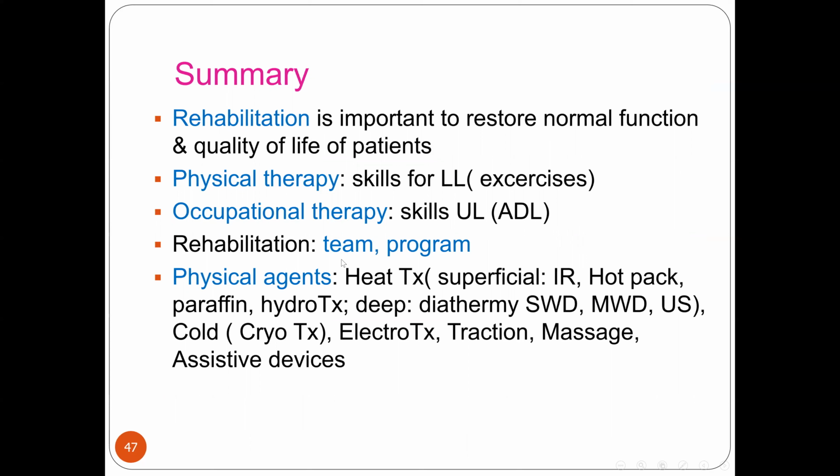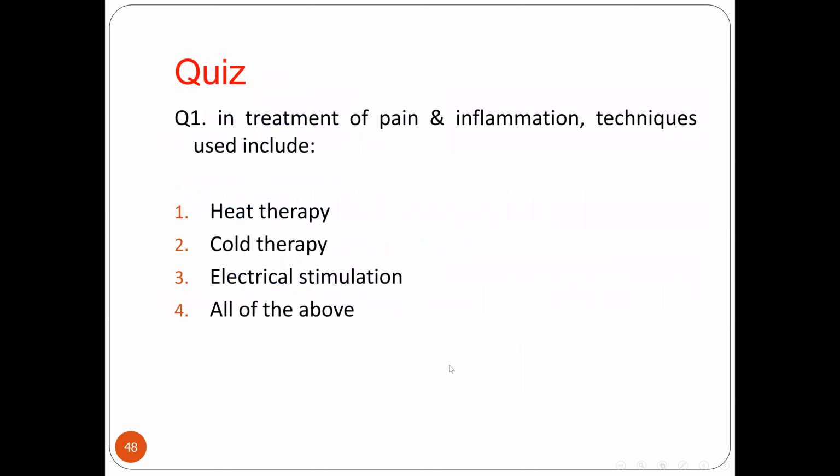Also, we talked about the rehabilitation team and the program, physical agents, types, heat therapy with its types, superficial and deep, and we said that the superficial includes the infrared, hot pack, paraffin, hydrotherapy, while the deep therapy includes the diathermy, shortwave diathermy, microwave diathermy, ultrasound. Then we talked about the cold therapy or cryotherapy, electrical stimulation, TENS, traction, massage, and assistive devices.